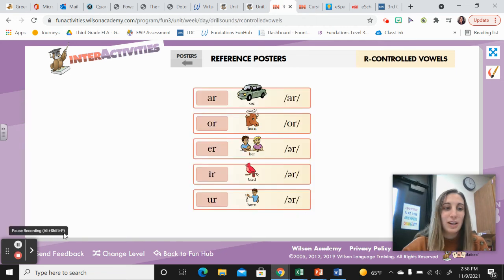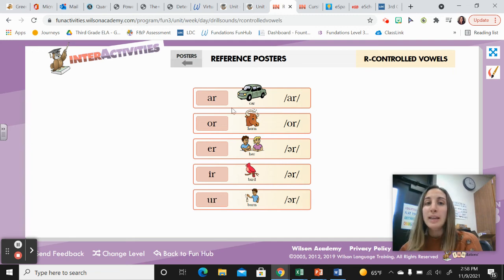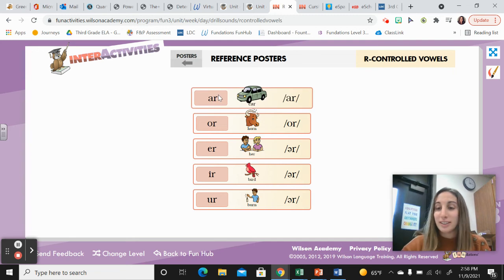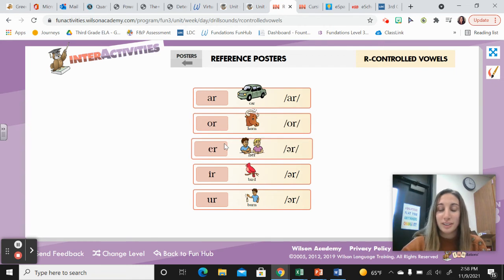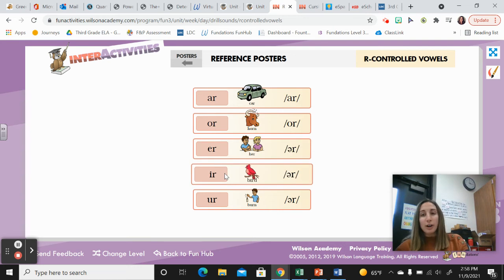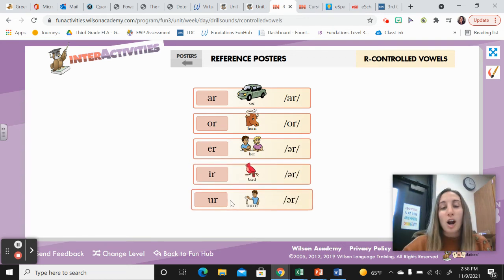Excellent. Okay, let's add some of these R controlled vowels to our drill sounds warm up. Ready? A R, car, R. O R, horn, or. E R, her. I R, bird. U R, burn.